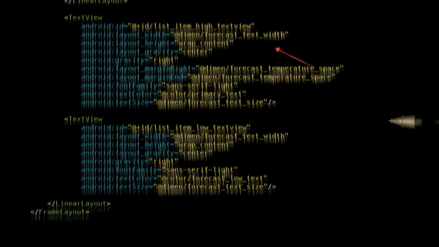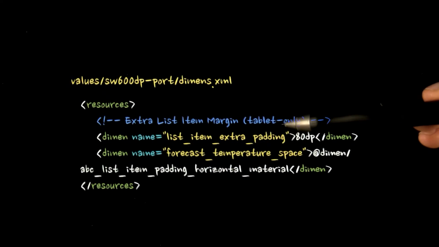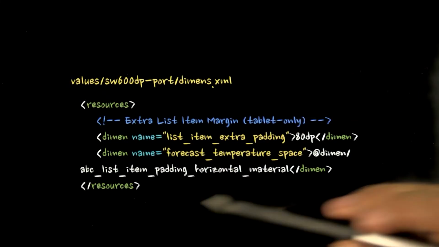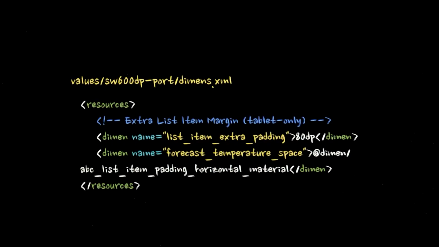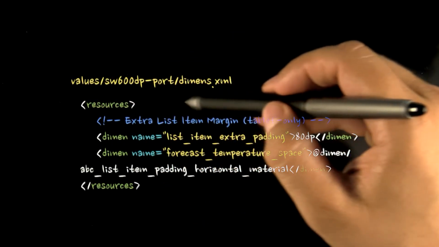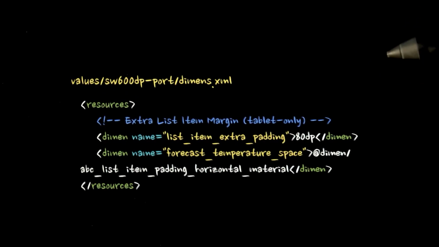We also use a different dimension for the space between the 2 temperatures. Note that we used both right and end to make sure this layout is ready for right to left mirroring. So then in our resources file, we create a dimension that updates the extra padding and the space between the 2 temperatures, and that layout is updated. I'm using SW600DP-port, which means that these changes will only be applied on portrait orientation with devices that have 2 sides with at least a width of 600 dp.